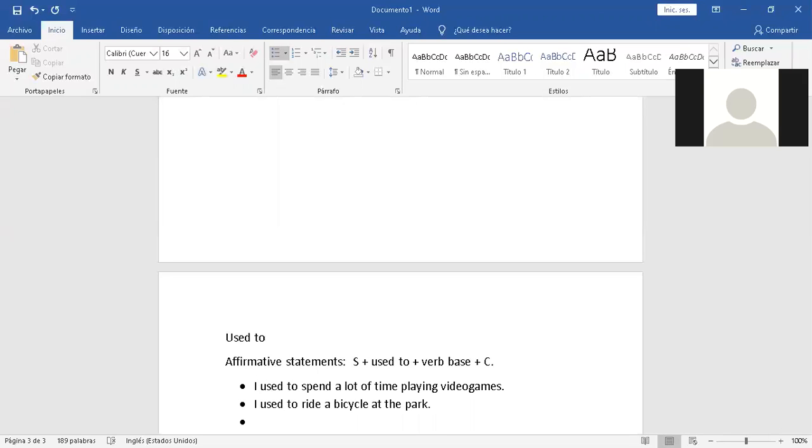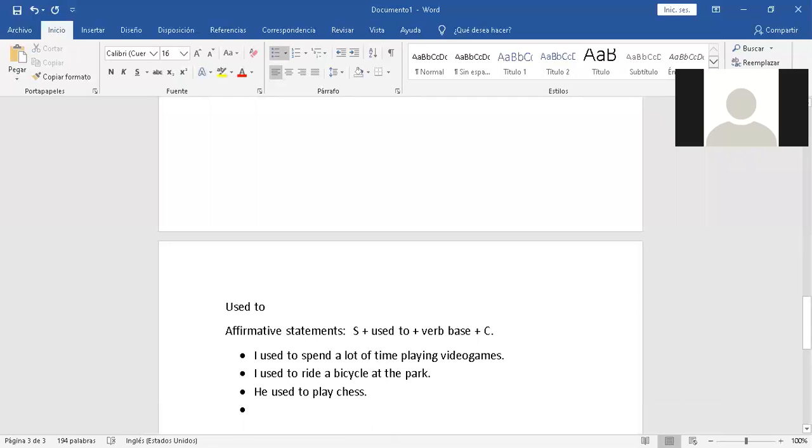He used to play chess. To play chess. Chest es pecho, acá. Esto sería pecho, con T al final. Y chess, el deporte ajedrez, es con doble S. Nice. You see, if you participate, si ustedes participan, ahí se van aprendiendo cositas. Let me give you another advice.